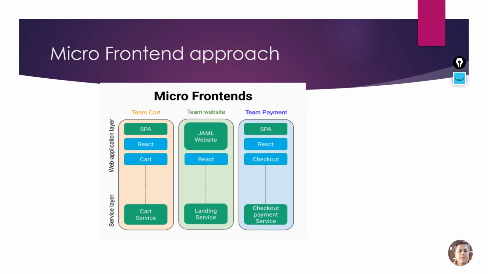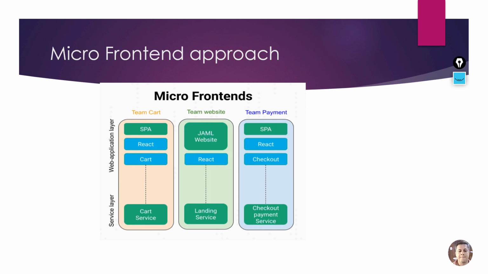So this is how the micro front-end representation looks, as you see on the screen. I have shown you three different teams. One is team cart, one is team website, and one is team payment. So let's consider these all as different micro front-ends, different repos, with different CI/CD pipelines to move them, and different people working on them.